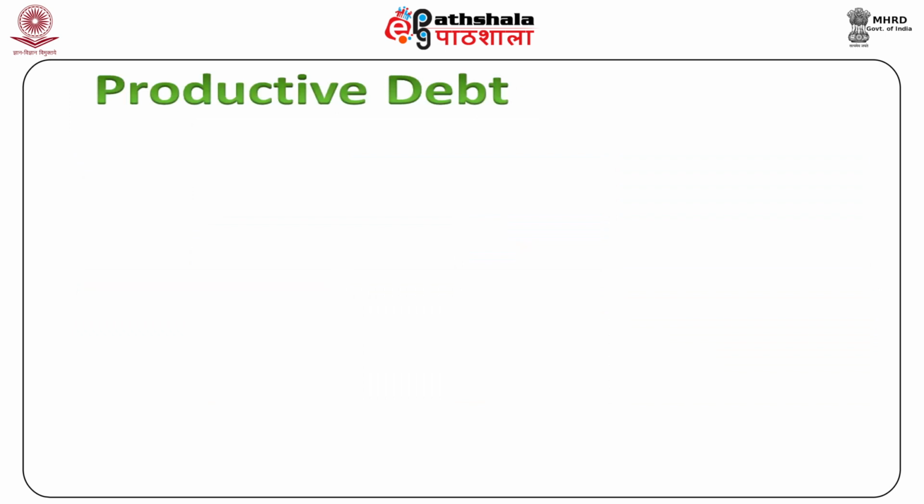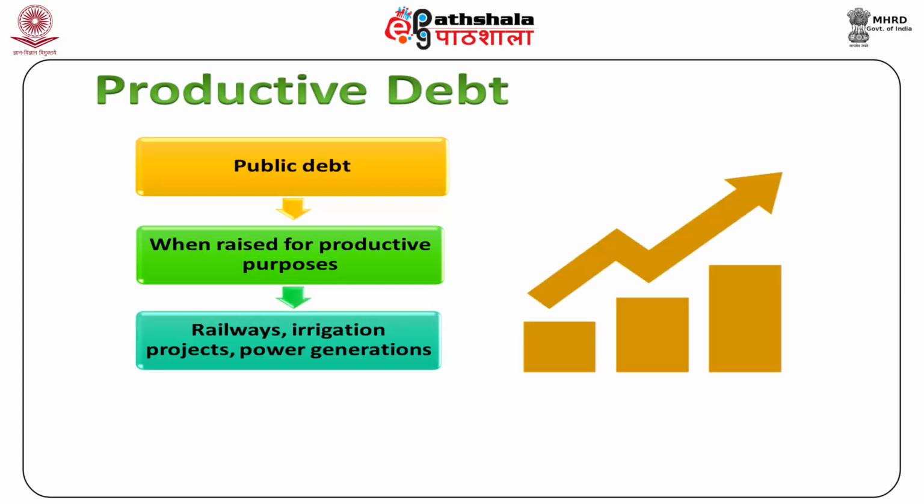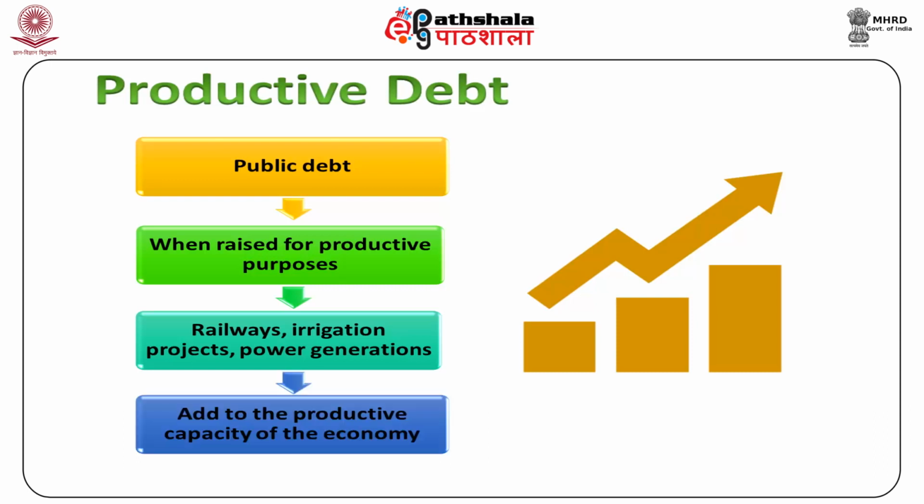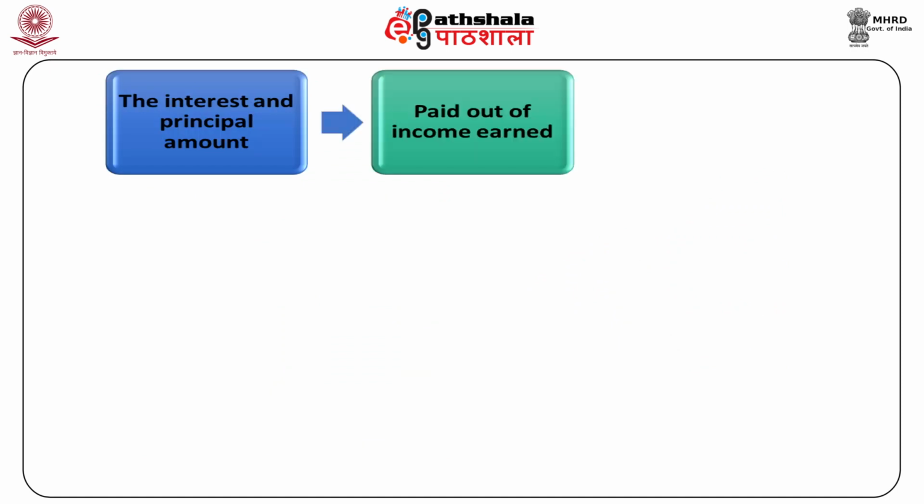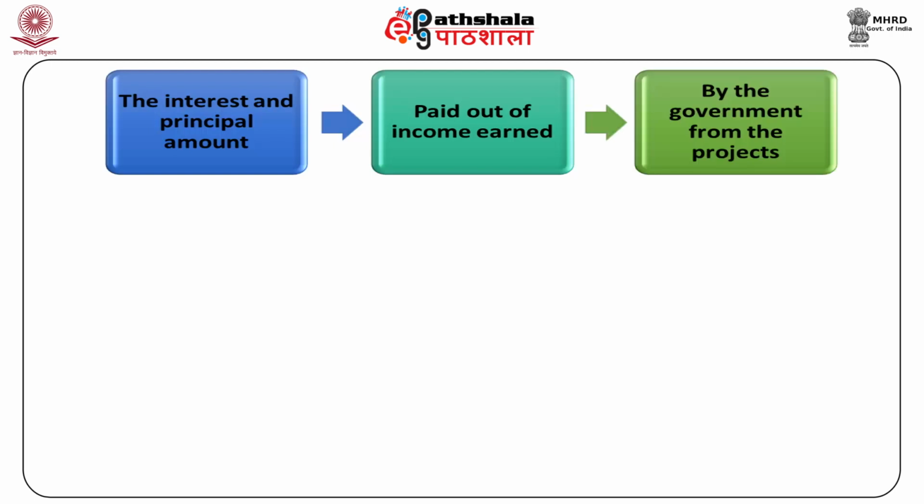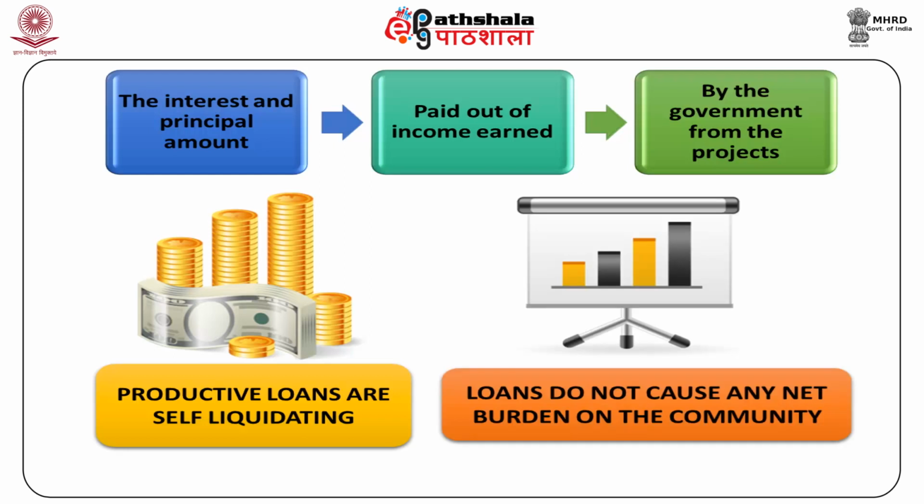Productive debt. Public debt is said to be productive when it is raised for productive purposes such as railways, irrigation projects, power generation, and is used to add to the productive capacity of the economy. The interest and principal amount is generally paid out of income earned by the government from these projects. As productive loans are self-liquidating, they should be repaid within the lifetime of the property. Such loans do not cause any net burden on the community.